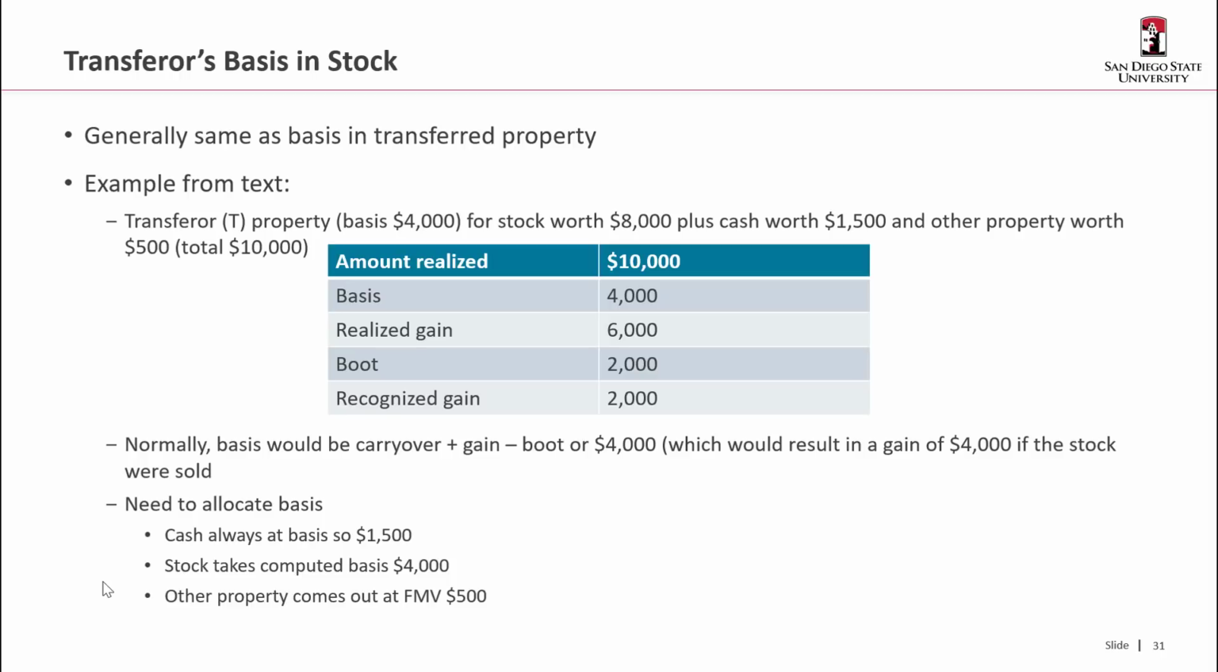But we need to allocate the basis away, because think about it. I got more than just stock, right? So this gain that I have to recognize of $4,000 doesn't necessarily all get to belong to the stock, right? So the rule is, look, cash is always at basis. So I can't attribute any of the gain to the cash, because the $1,500 worth of cash is always worth $1,500. The stock would take the computed basis of $4,000, and what would happen is I would take the basis of the other property at $500, because that's the fair market value that triggered the gain.